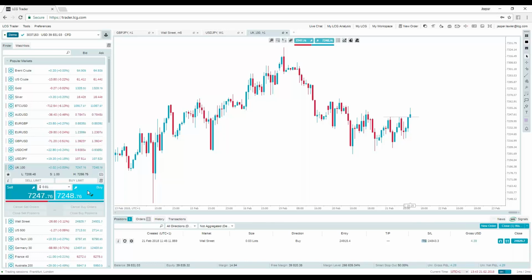So the choices here is if you just click this buy button, you just jump straight into the market with just the entry order and nothing else. So if you want the order ticket, you'd click on this little create new order icon on the side.